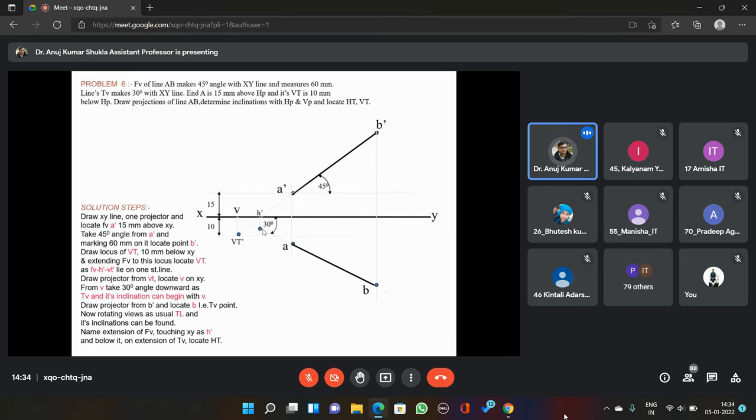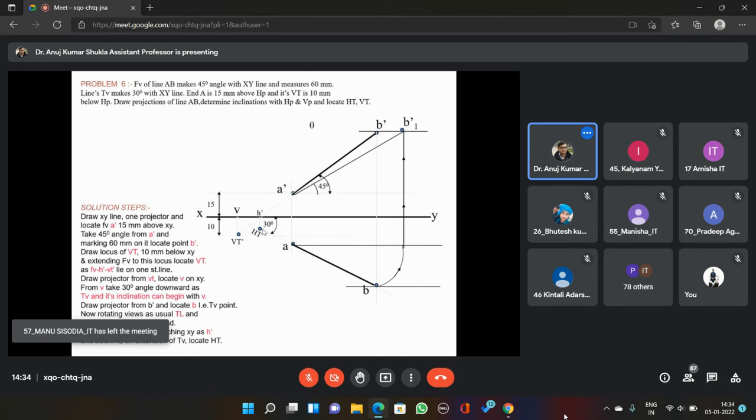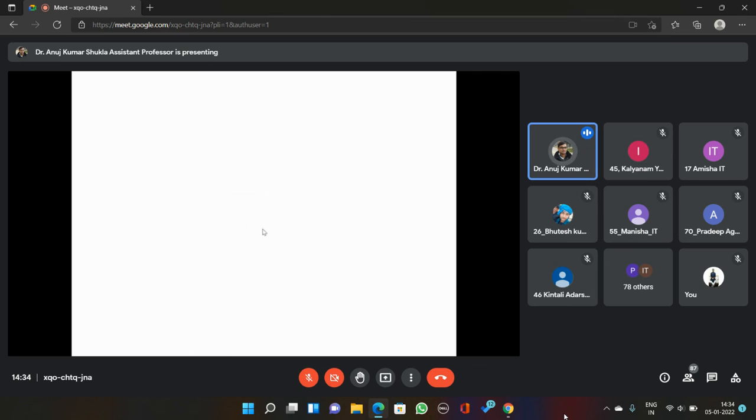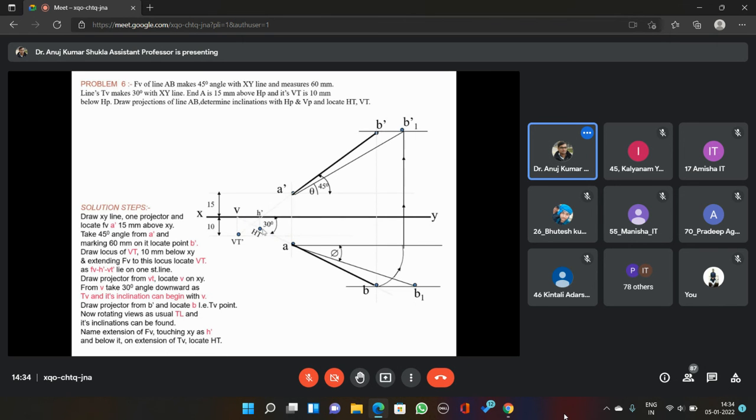From the top view, you will be able to locate HT. And you can see that VT, H prime, A prime, B prime are collinear. So you can follow the steps and you will get all the answers. I do not even need to explain everything, but you have to follow all the steps. Draw projections of line AB, determine the inclination with HP and VP, locate HT and VT. So you get theta and phi.